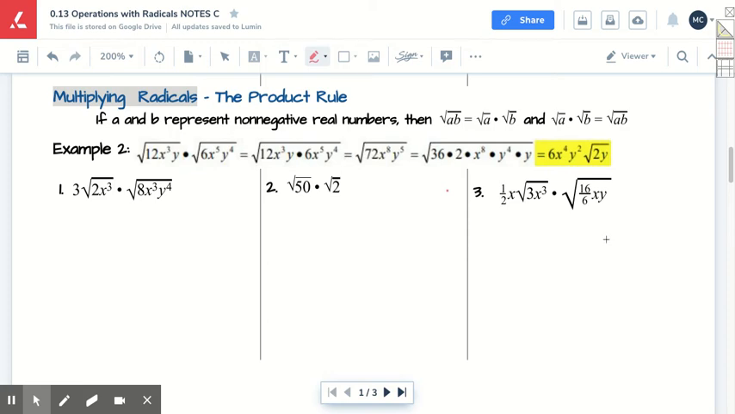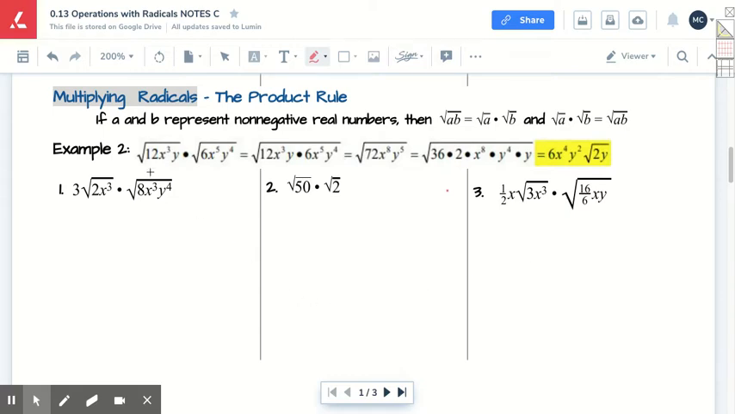The next operation we're looking at is products, multiplying radicals together. So if a and b represent non-negative real numbers, then the square root of ab is equal to the square root of a times the square root of b. And you can also read that backwards. So the square root of a times the square root of b is equal to the square root of ab.